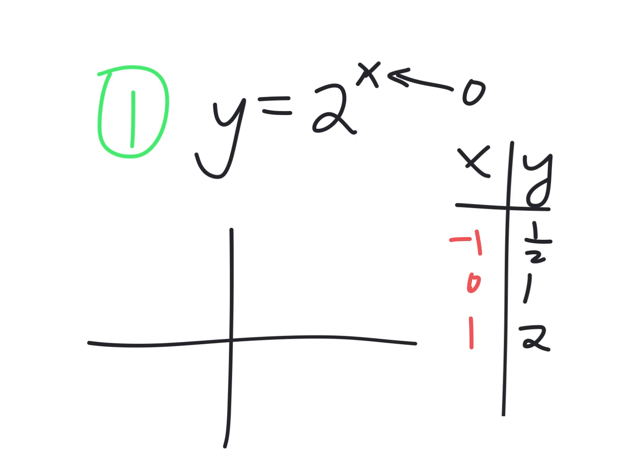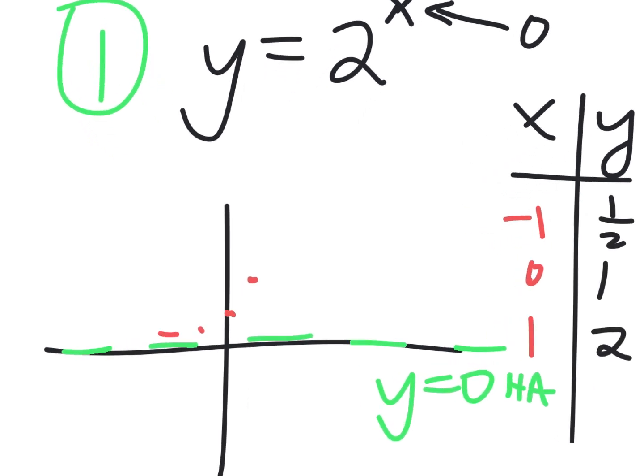Ava, the asymptote's along that x-axis. What's its name? True, but there's an equation for it. Y equals 0. The x-axis is y equals 0. That's the HA, horizontal asymptote. My 3 dots come out roughly there. I'm going to just draw a line through them. There we go.